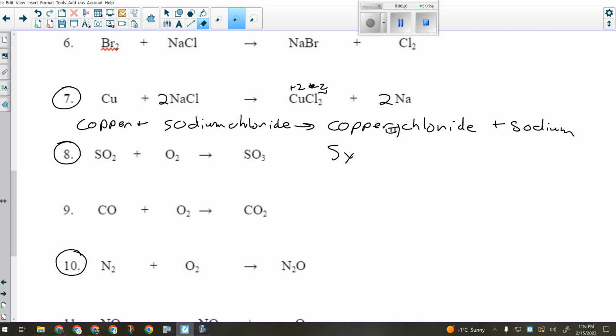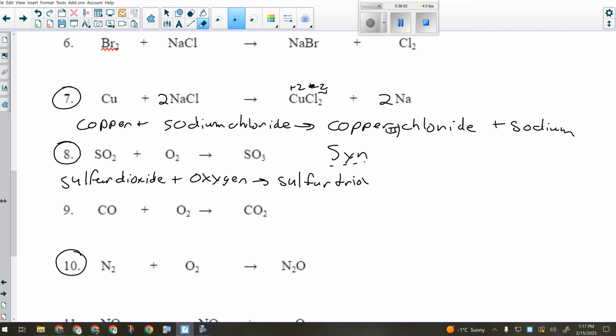Okay? This isn't a true synthesis reaction where we have only 2 elements coming together to form a compound, but we have 2 materials forming a single compound. All right, when we're writing that out, this stuff here is sulfur dioxide, because it's molecular, reacting with oxygen to form sulfur trioxide. So that's what that should look like written out in words.